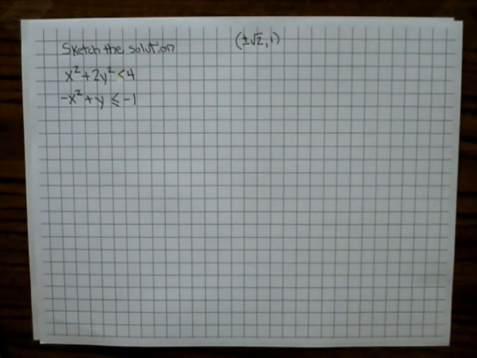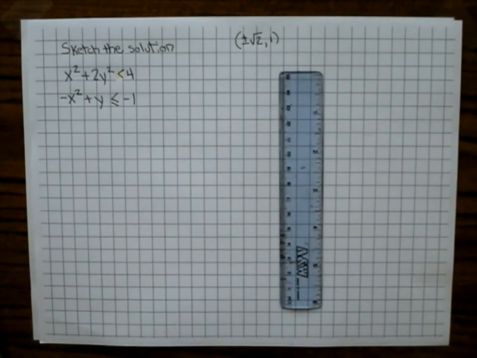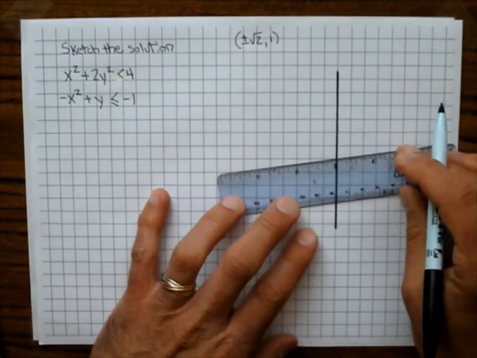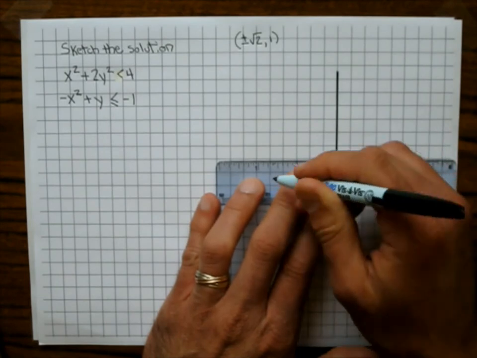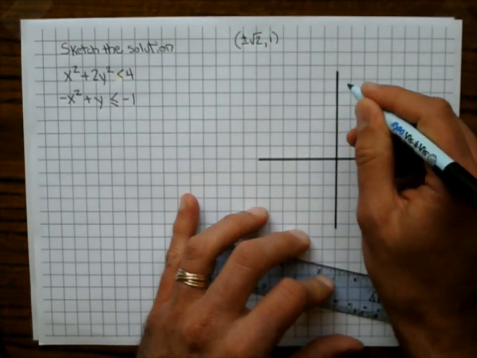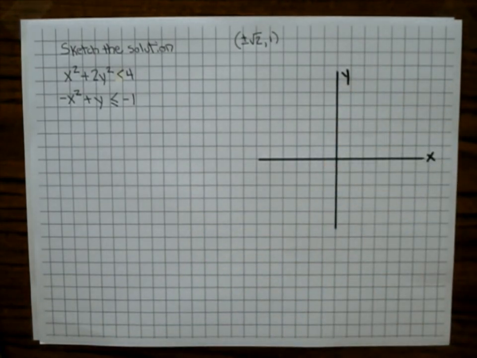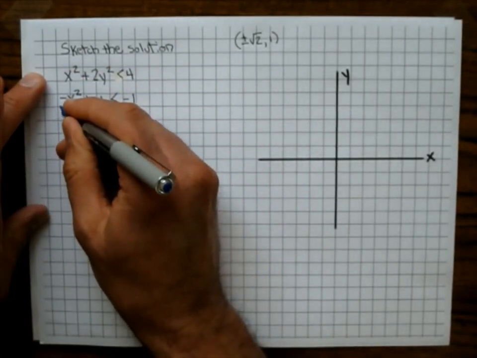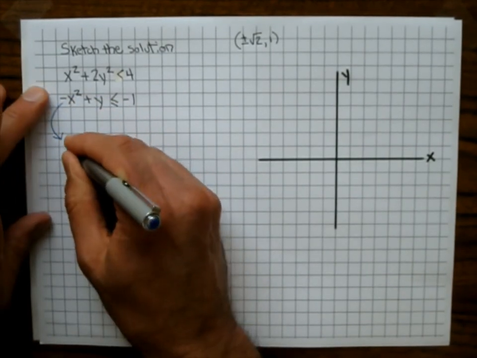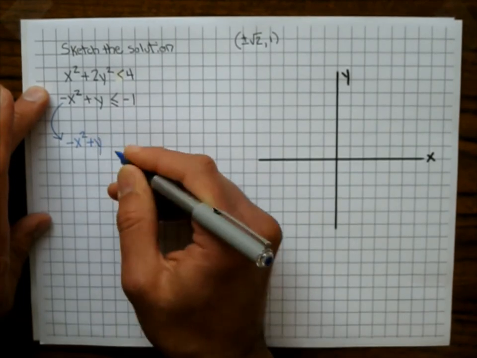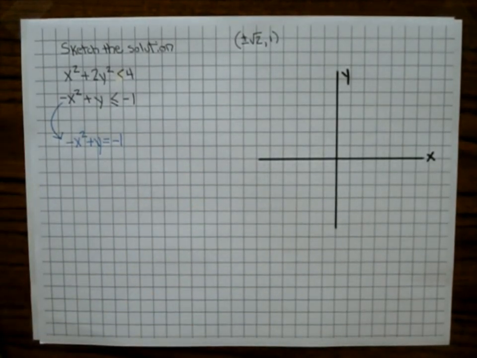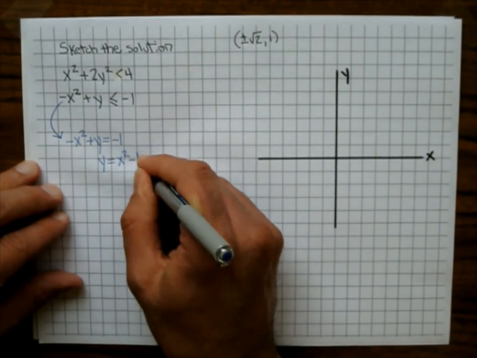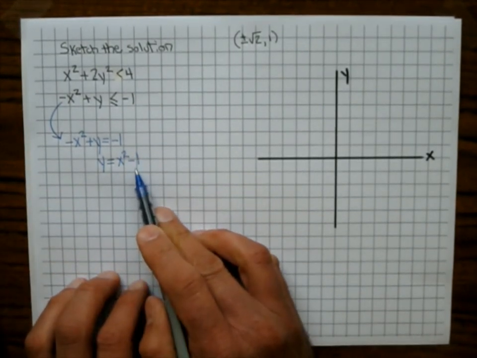Let's go ahead and draw the answer right here. So let's put a line there, and a line right here. Here's x, here's y. We'll have to do these graphs one at a time. I'll do them in different colors. Let's do the simpler one first. This is negative x squared plus y equals negative 1. So this is really going to say y equals x squared minus 1.